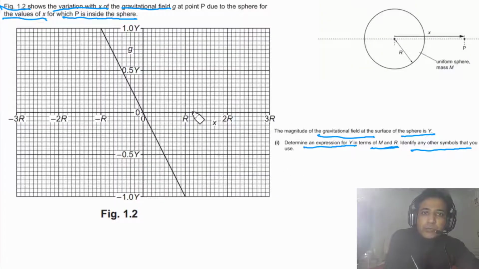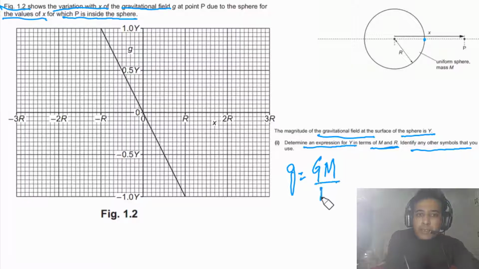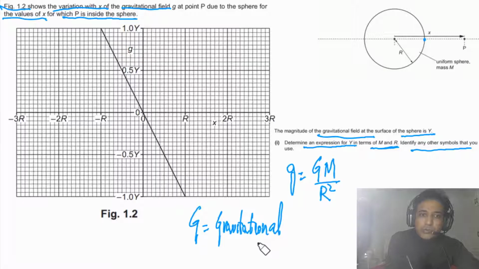So it is simply asking you the value of g at the surface of the planet, at this point. So g we can write as capital G times the mass of the planet divided by the distance from the center of the planet. So this is the symbol we have used. We need to say this is the universal gravitational constant, or simply you can say capital G is the gravitational constant. This question has 2 marks. If you have written this expression and also stated capital G is the gravitational constant, you will get 2 marks.